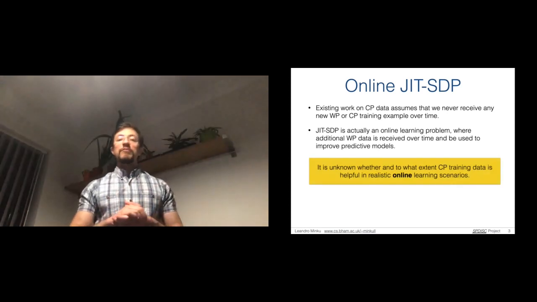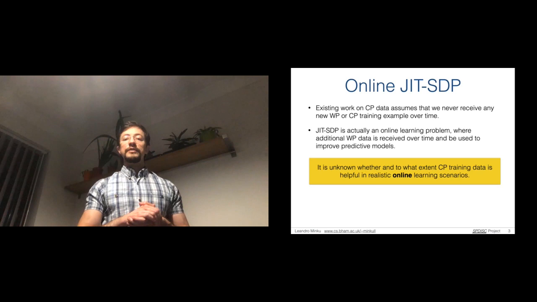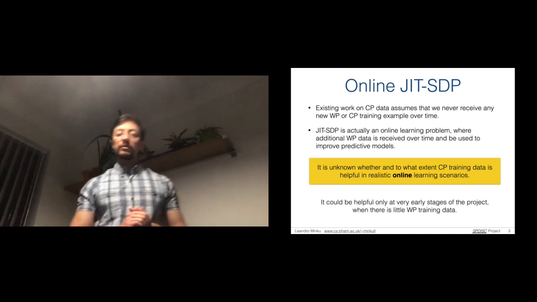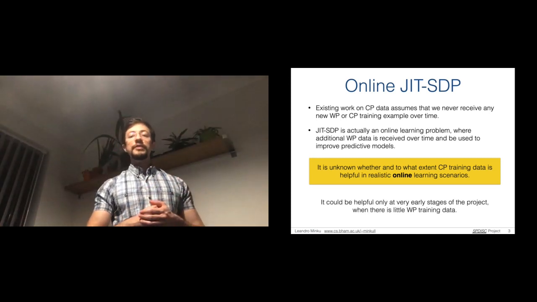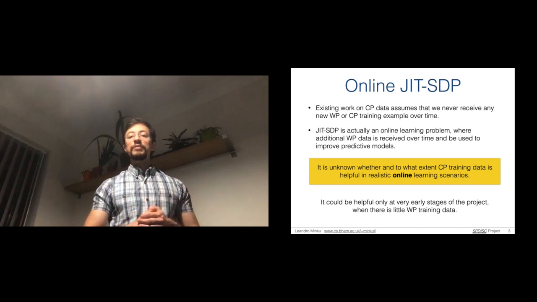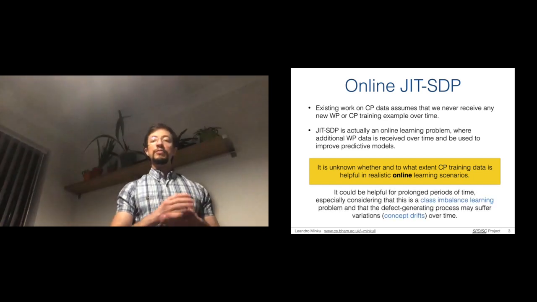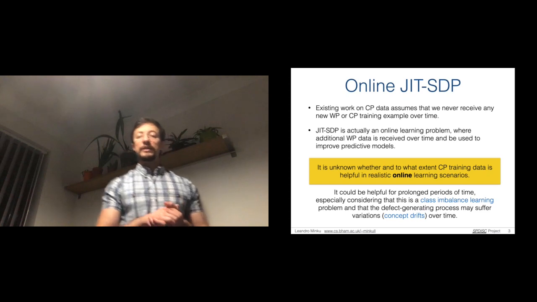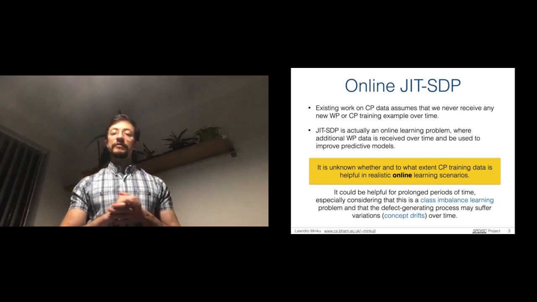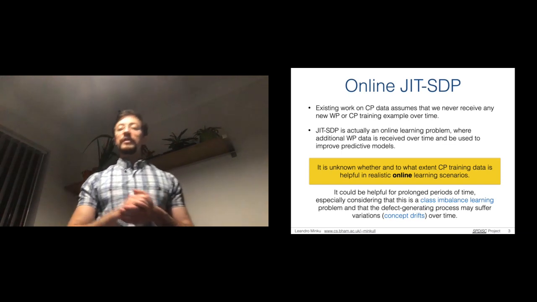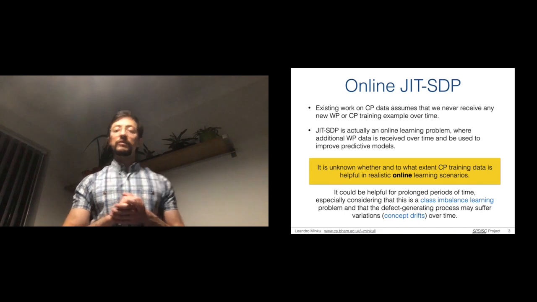So it is unknown whether and to what extent cross-project training data is helpful in realistic online learning scenarios. It could be that cross-project training data is only helpful at the very early stage of a software project when there is very little within-project training data, or it could be that cross-project training data are useful for prolonged periods of time, especially considering that JIT-SDP is a class imbalance learning problem that may suffer from concept drifts, which are variations in the defect generating process which can hinder predictive performance over time.